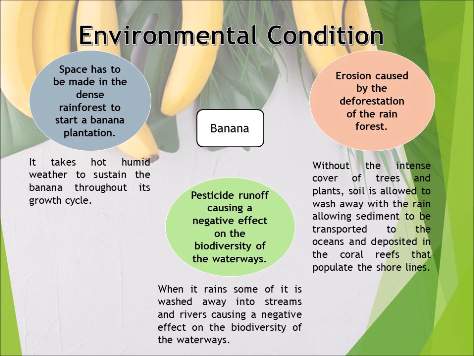Without the intense cover of trees and plants, soil is allowed to wash away with the rain, allowing sediment to be transported to the ocean and deposit in the coral reef that populate the shoreline.